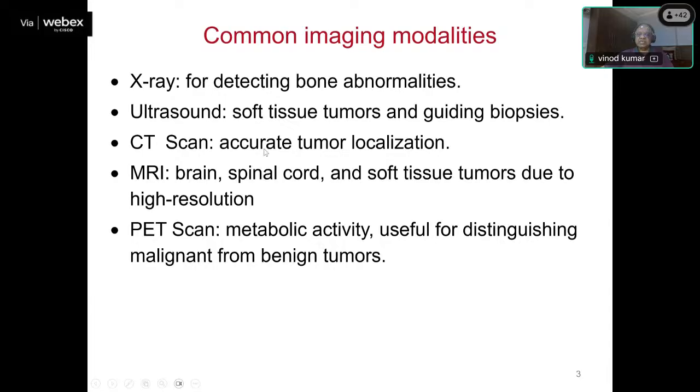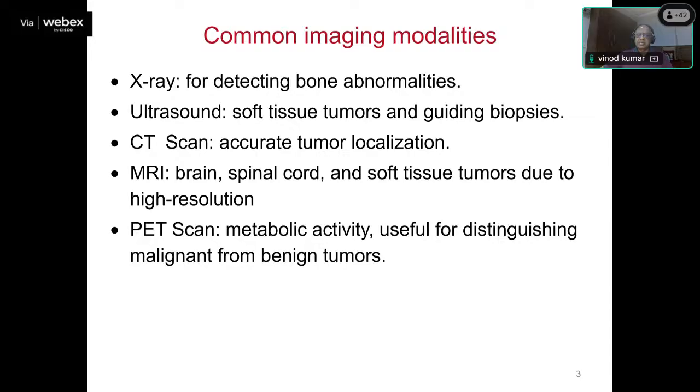This is from the anatomical point of view. It takes the accurate location of the tumor. So CT generally is used to find out the exact location of the tumor as well as the size of the tumor. MRI is magnetic resonance imaging. It is generally used for brain, spinal cord, and soft tissue. But in this case, the resolution is very, very high.